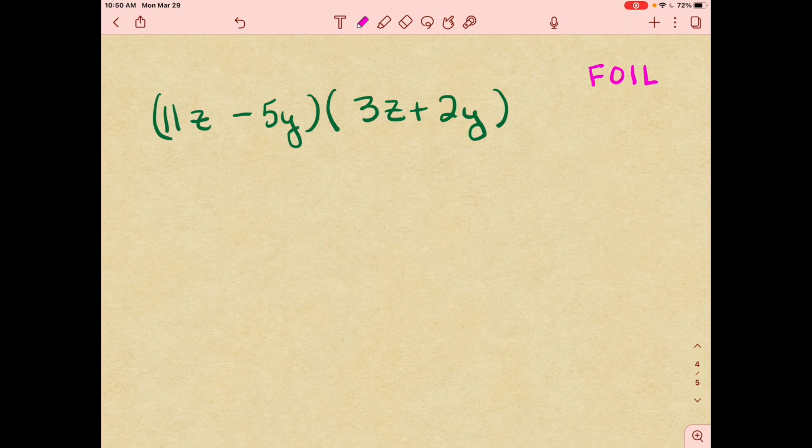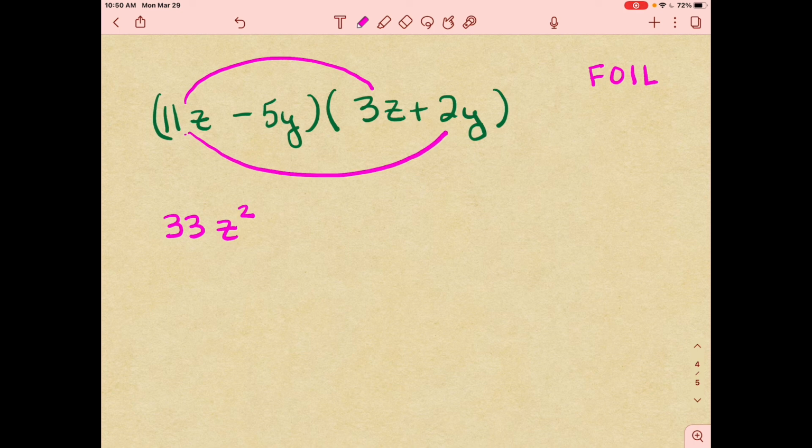So let's just do this first. 11z times 3z is 33z squared. Outer, 11z times 2y is plus 22yz. Can't do anything about y and z. They have to be the same variable to get exponents.